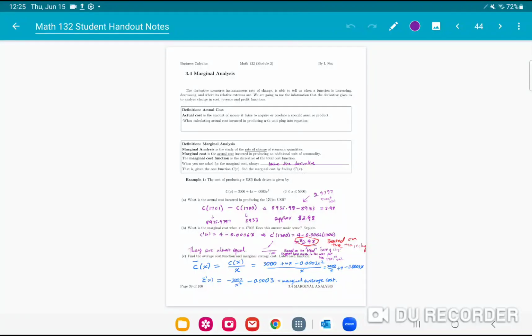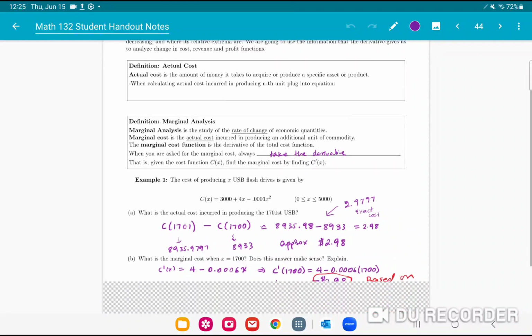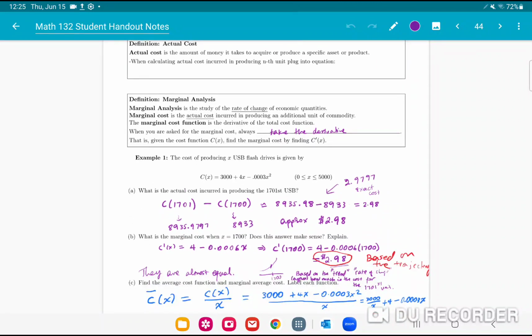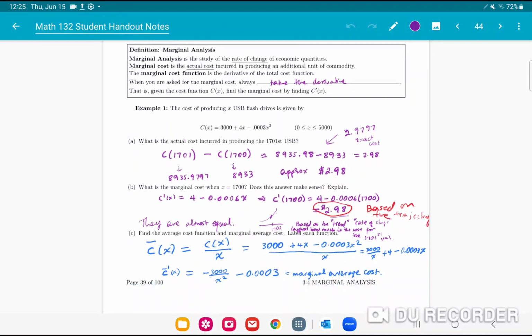Okay, this is our makeup class, and I will start from this page where I discussed this twice, the marginal cost and marginal revenue, marginal analysis. That's what we're going to do.